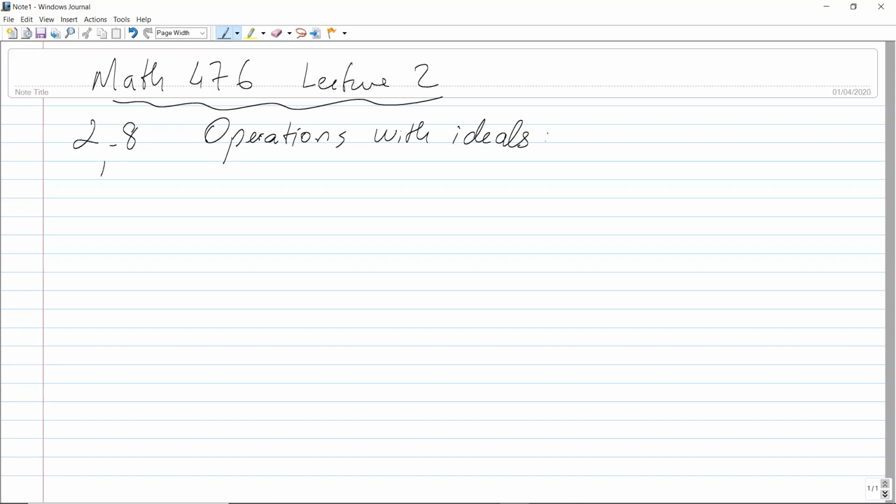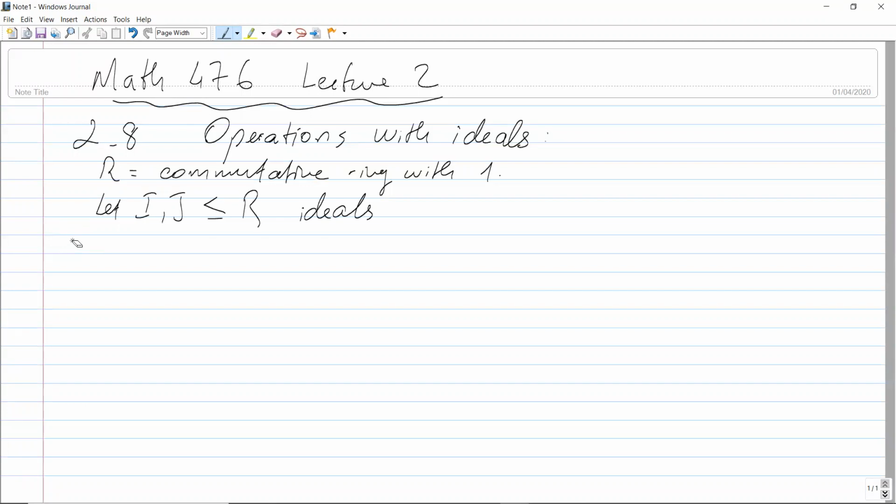So as usual, let R be a commutative ring with identity. In general, this will be the ring of polynomials. So let I and J be ideals in R. And so here is a definition.